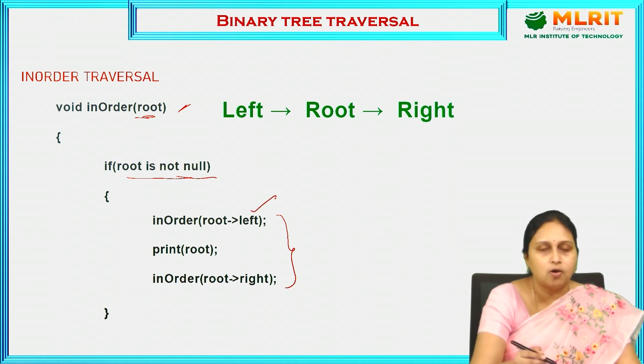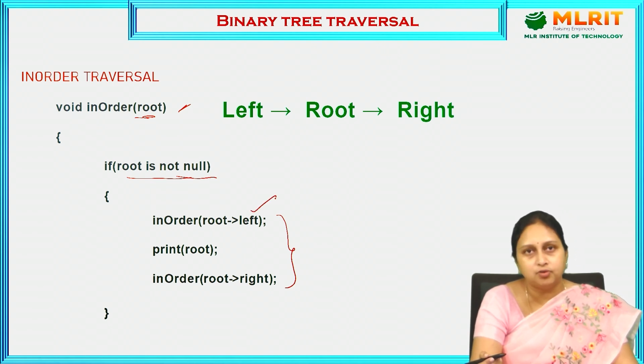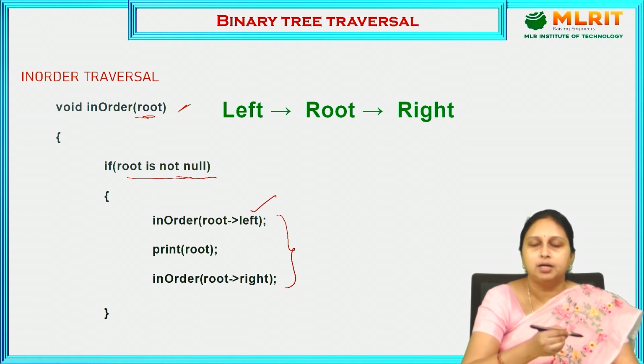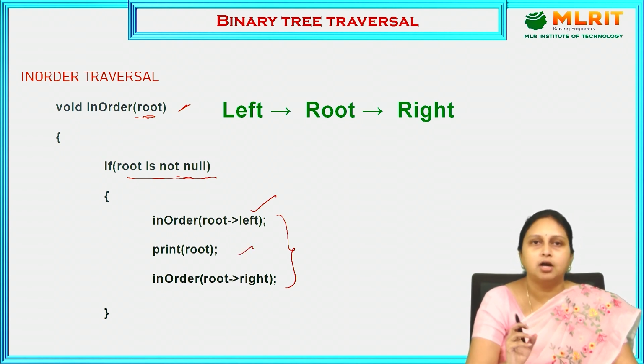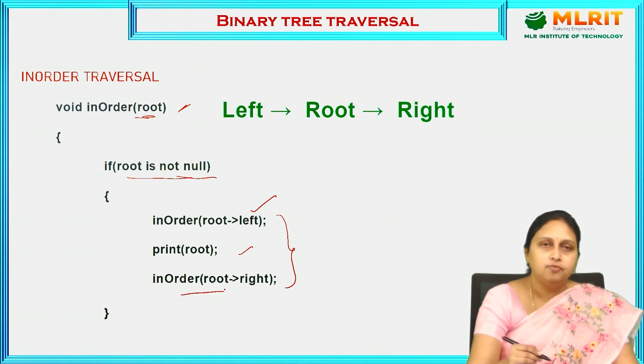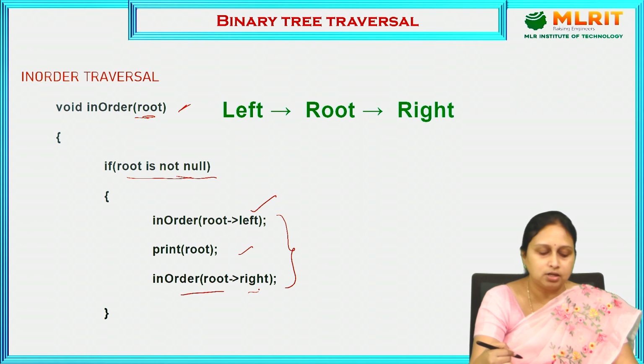First we are going to call inorder of root arrow left. That is nothing but completely calling the left subtree. After completing that left subtree, we are going to visit the root node and print it. Then we are going to call the right subtree, recursively calling that right subtree completely, and we are going to follow the condition of left, root, and right. This is how the algorithm will work.